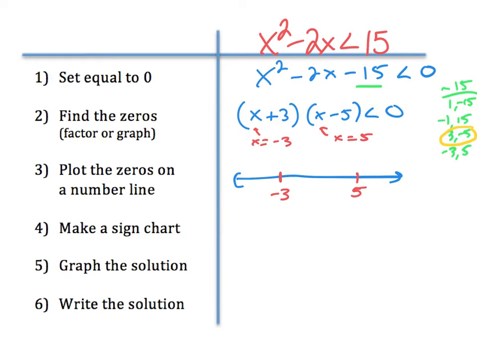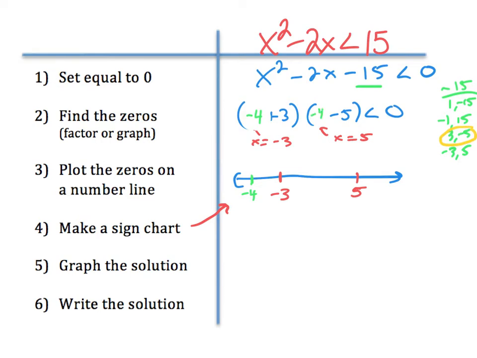We make what's called a sign chart on that number line, and so here's where we test values. We pick a value that's left of negative 3, so like negative 4 is a good one. And we plug that into either the factored form or you can plug it into the original. It doesn't matter, but you're just trying to see if it's positive or negative. If I sub in negative 4 into the factored form, I'm going to replace x with negative 4, and I'm going to evaluate.